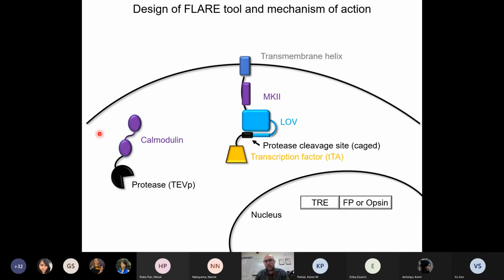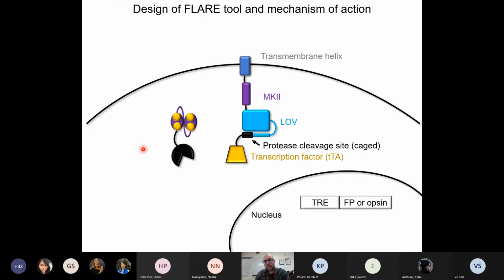So every time that a neuron fires, there is going to be an increase in calcium concentration, and when this calmodulin senses this calcium, it is going to undergo a conformational change, and now this new form of calmodulin has a huge affinity for the M13 peptide, the calmodulin binding peptide, and it's going to bring in proximity the TEV protease to the TEV cleavable site.